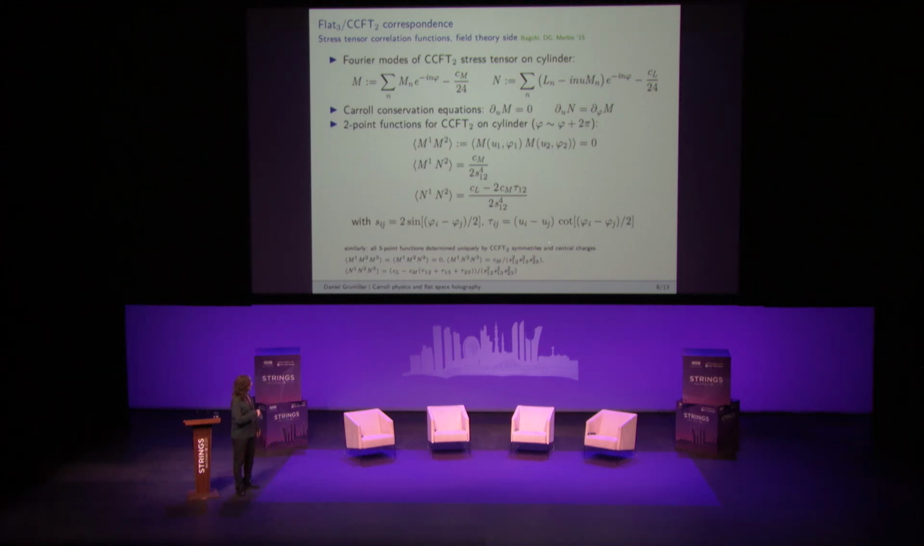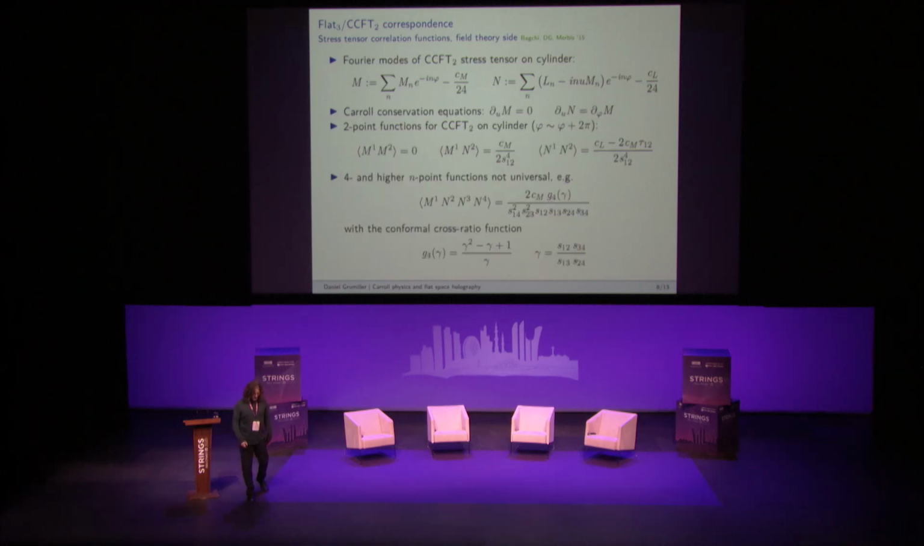and then shifted by minus 2 C_M tau_12, where tau_ij is the difference of Carroll times dressed by some angular function. And like in the CFT2, these results are entirely dictated by the symmetries and by the values of the central charges, so there's no freedom. Similarly, the 3-point functions are uniquely determined in the same way. I'll not discuss them here.